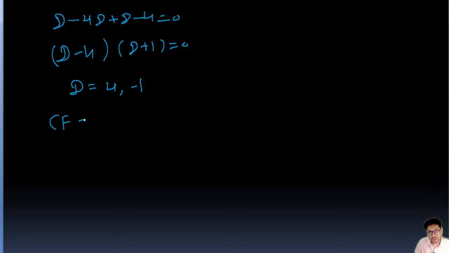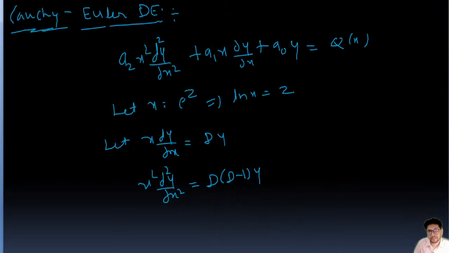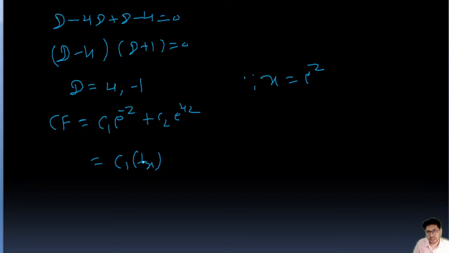So the CF is going to be, we have already solved such differential equations, I hope you will be able to understand easily. So this is C1 e to the power minus z plus C2 e to the power 4z. Now we'll convert it. Since we put x equal to e to the power z, e to the power minus z means 1 upon x. So C1 into 1 upon x plus C2 e to the power 4z, meaning x to the power 4. Okay, so this is the CF. Now we'll find the PI.